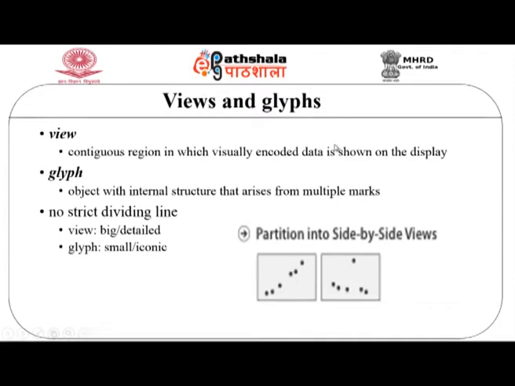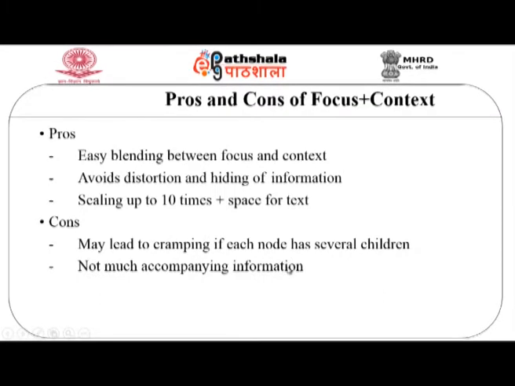In the case of views and glyphs, we need to look at the contiguous region in which the visually encoded data is shown on the display, which is a side-by-side view. In a glyph, objects with internal structure that arises from multiple marks are shown. There is no strict dividing line. A view is big or detailed. In the case of a glyph, it is small or iconic in nature.